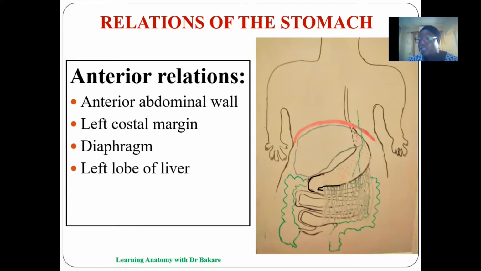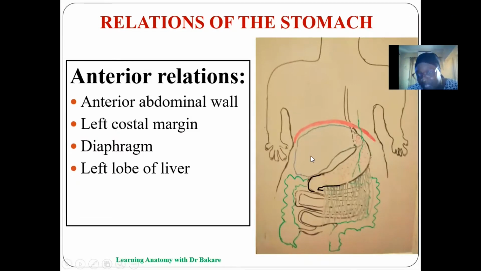Then we have the left lobe of the liver. This is the liver. Of course, the region of the liver that is related anteriorly to the stomach would be the left lobe. This is the right region, and this is the left region. So this is the right lobe of the liver. This is the left lobe of the liver. It is the left lobe of the liver that forms the anterior relation of the stomach. There is no cramming of this. If we know how these organs are placed, we would be able to establish the specific regions of these organs that form the relation of the stomach.